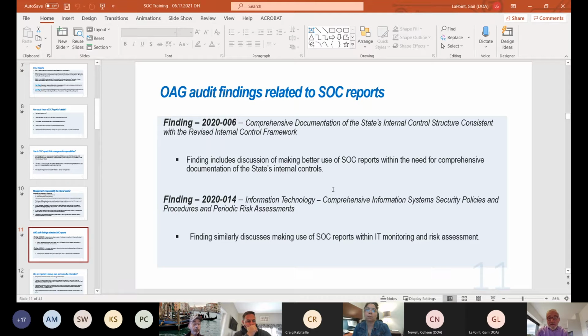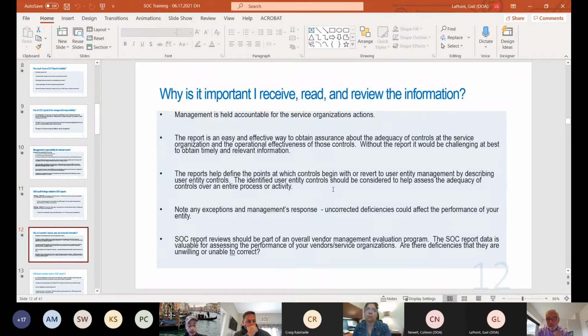So why is it important that I read and review the information? We've driven home the point that management is still accountable for service organization actions. The report is an easy and effective way, as we outlined too. The report helps define the points at which controls begin with or revert to user entity management.